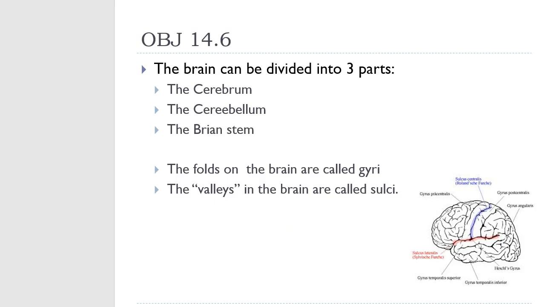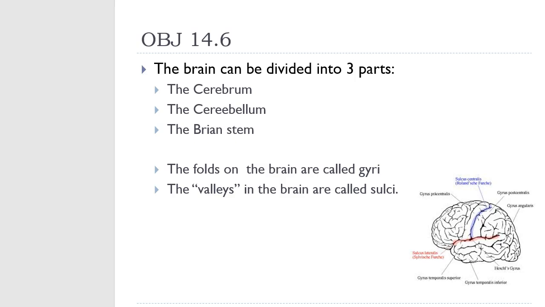So the brain's divided into parts. We have the cerebrum, the cerebellum, the brainstem, and that fourth one I mentioned at the very beginning, which was the diencephalon. You can't see it from here. Now, two key components that I do need you to know are the gyri and the sulci.